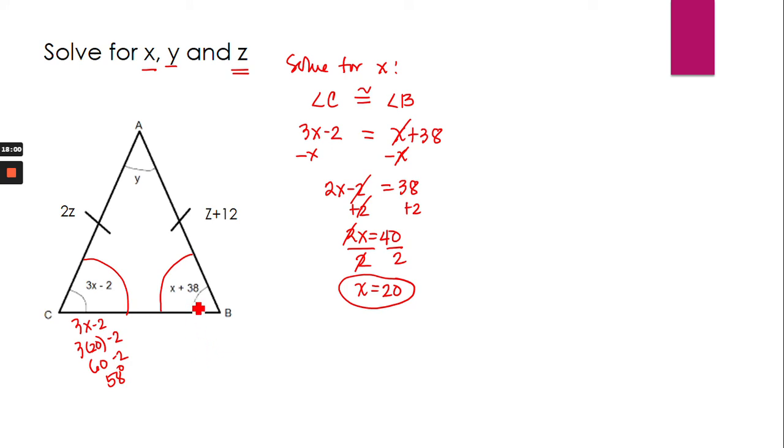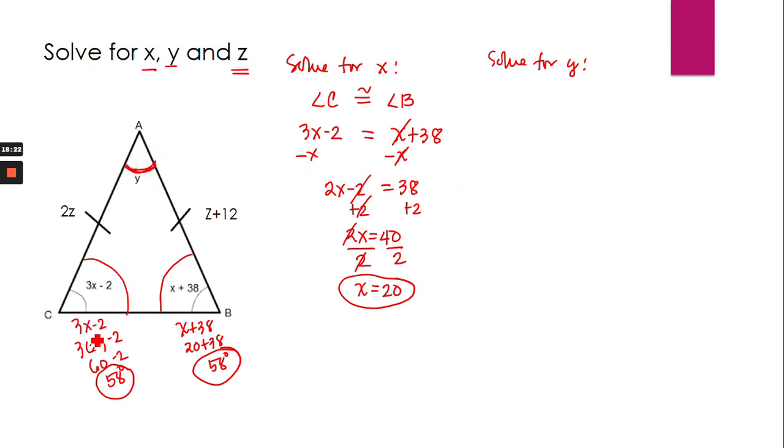Now, this should also be 58. So if that is x plus 38, and my x is 20, then 20 plus 38 is equal to 58. So they are equal to each other. Now let us solve for y.